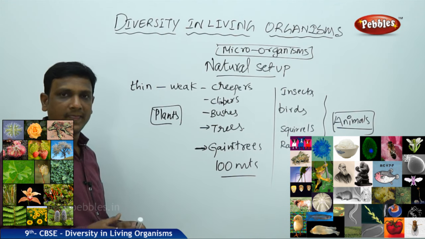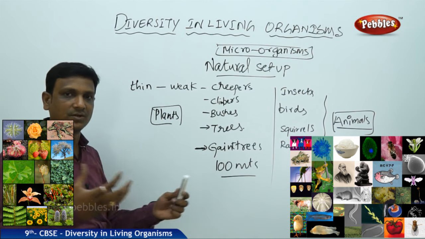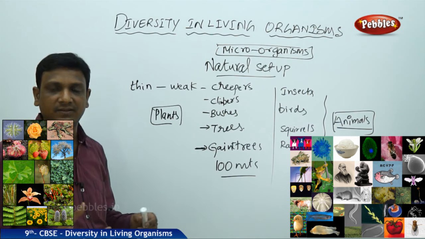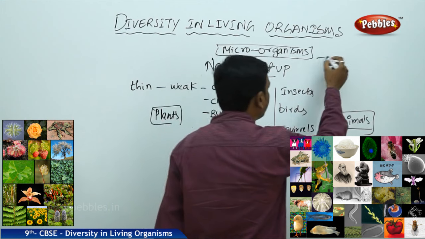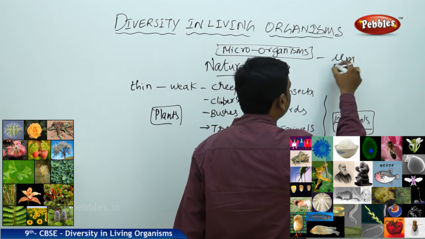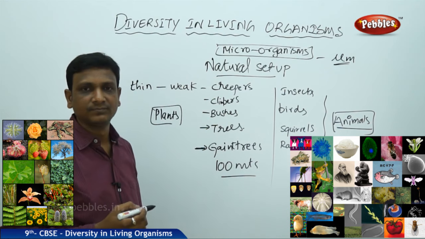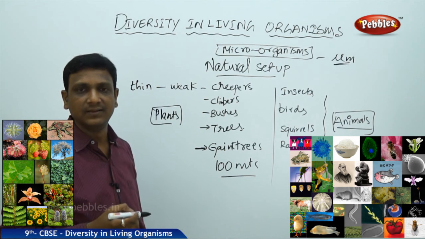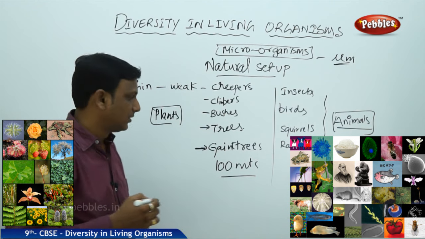So if you see the range, what is the range of these organisms? What sort of difference exists between the variety of organisms? You see the microorganisms, their length is in micrometers, mu m, microns, very, very small, 1000th or 10,000th part of 1 millimeter on your scale. You can imagine how small they are.